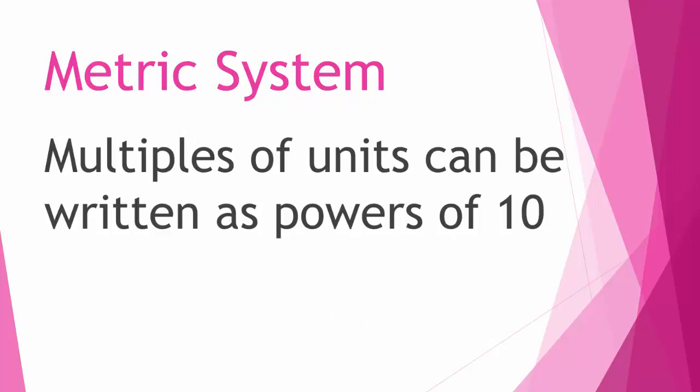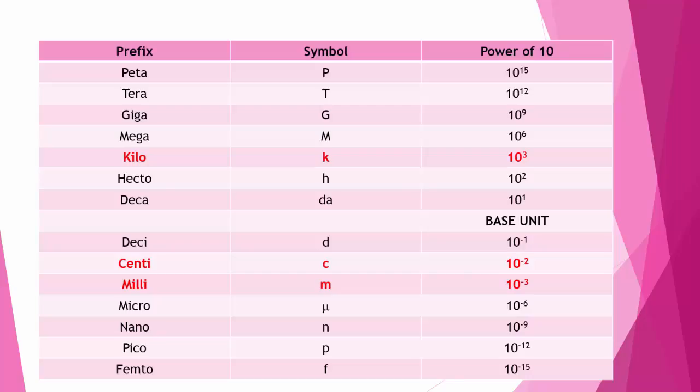The multiples of units can be written as powers of 10, and here's a chart showing this. Some of these you know. You know giga. You know how many gigs are on your various devices. Well, giga is a billion of something. Mega is a million. The three in red, kilo, centi, and milli, you're going to have to memorize.